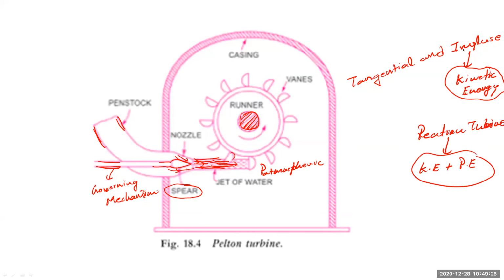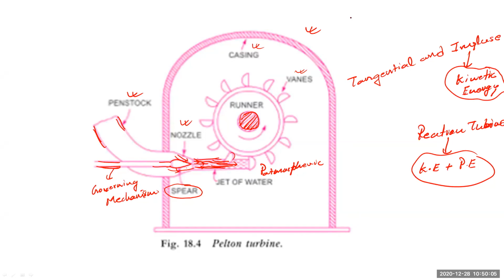Afterwards we will summarize them point by point. What is the difference between impulse and reaction turbine? For the different construction details, you have to draw this figure if a theoretical question is asked, and write a one or two line statement. Don't write the complete story. Write a short and precise answer, to the point. What is the penstock? What is the nozzle? What is its working? What is the casing? What are vanes, runners, jet of water, spheres? Two to three lines, not more than that.